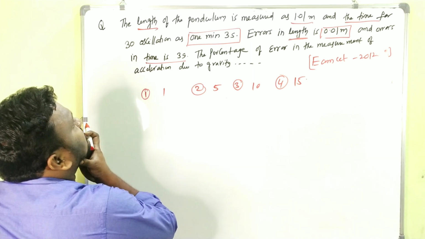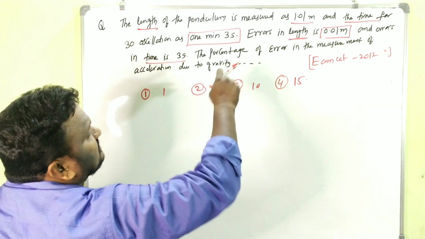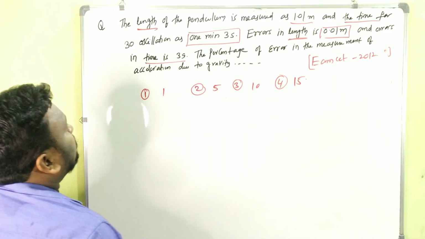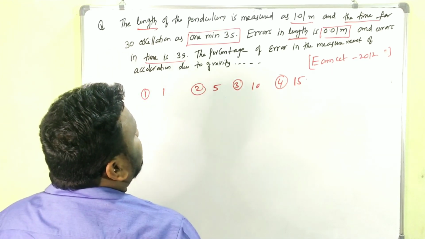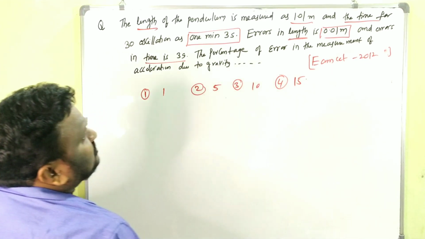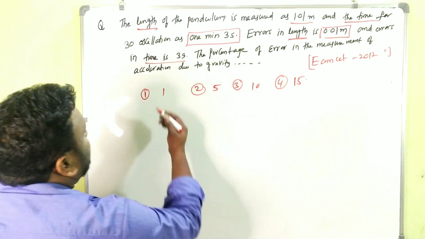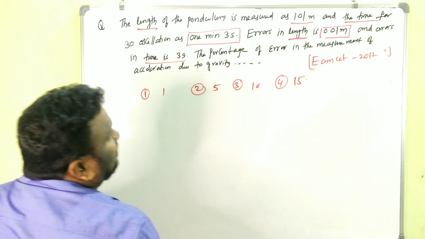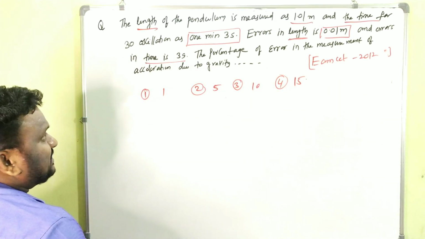So see once again, the length of the pendulum is measured as 1.01 meters and the time for 30 oscillations as 1 minute 3 seconds, and the error in the length is 0.01 meters and the error in the time is 3 seconds. The percent of error in the measurement of the acceleration due to gravity.